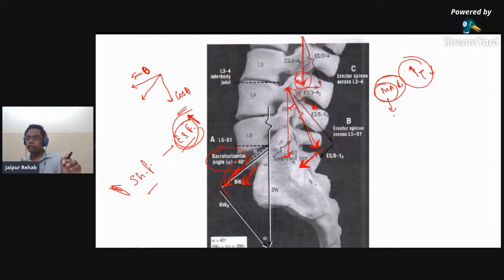I am not changing it, I am taking it away. If I am taking it away, eventually the momentum will increase. If the momentum increases, the torque generated by the erector spinae will also increase. If the torque generated increases, it will easily counterbalance the shear force.